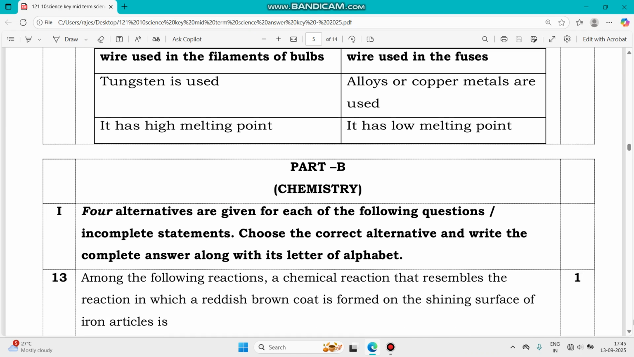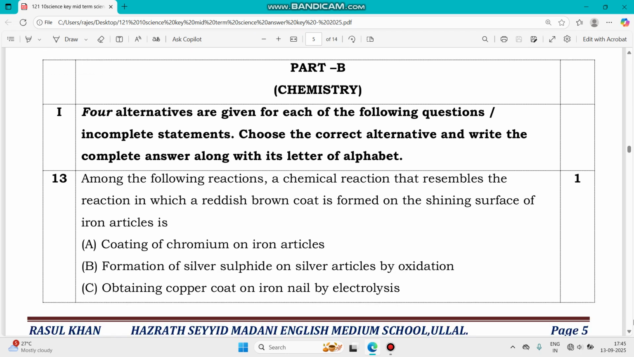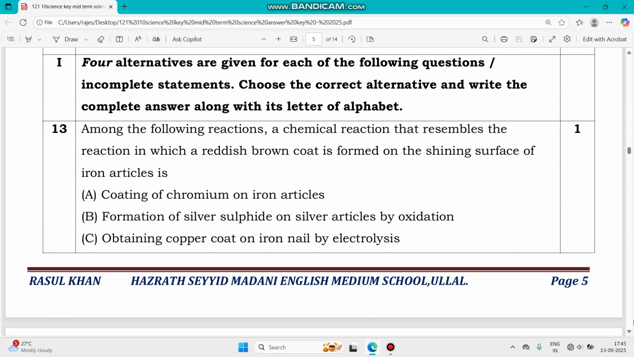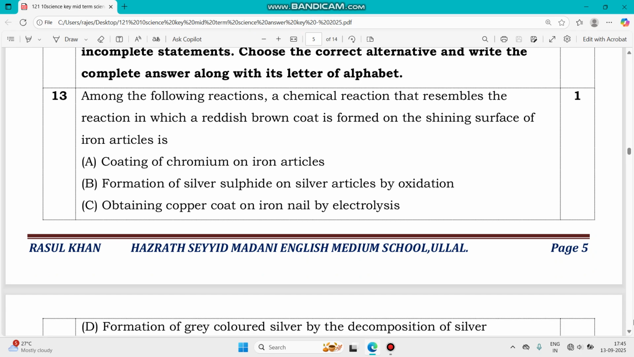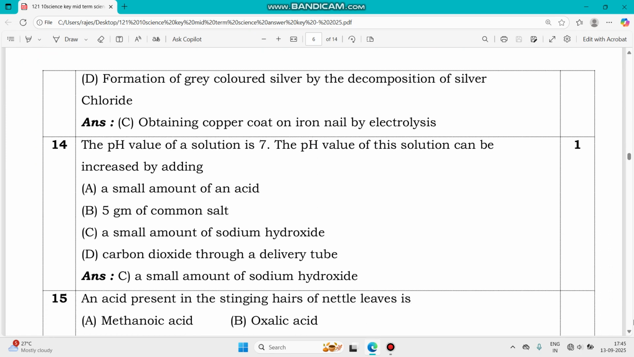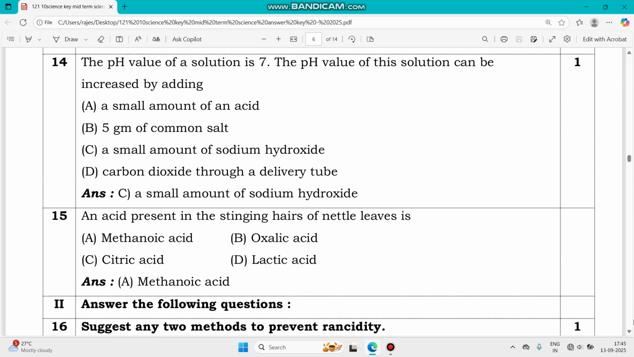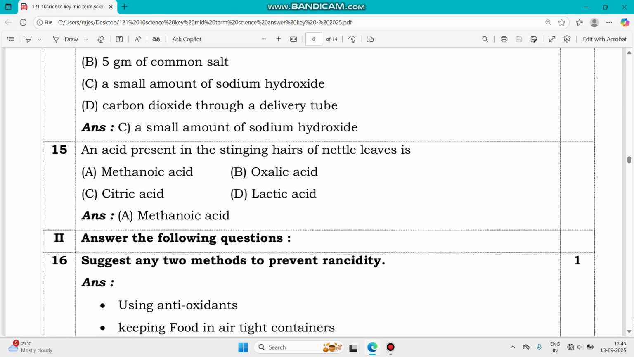So we come to the chemistry part B. It is allotted 25 marks. So first you are seeing the MCQ questions. So 13th question, the answer is C, obtaining a copper coat on an iron nail by electrolysis. So 14, the answer is C, a small amount of sodium hydroxide. So 15, the acid present in the sting hairs of nettle leaves is methanoic acid. That is a very easy question.